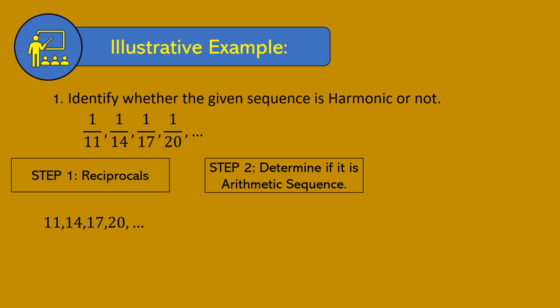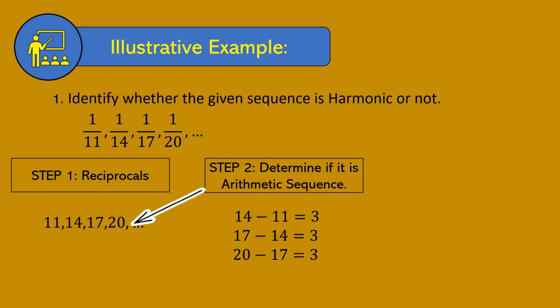We will determine if the given sequence, this one with the arrow, is an arithmetic sequence. Again, after getting the reciprocals, we are going to determine if the sequence is arithmetic. How do we do that? Apply the formula in determining if the sequence is arithmetic by getting the common difference. We are going to subtract 14 and 11. What is 14 minus 11? That is 3. Next, 17 minus 14, that is 3. 20 minus 17, that is 3.